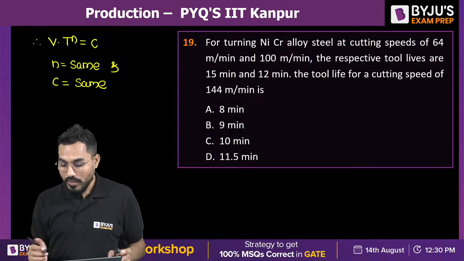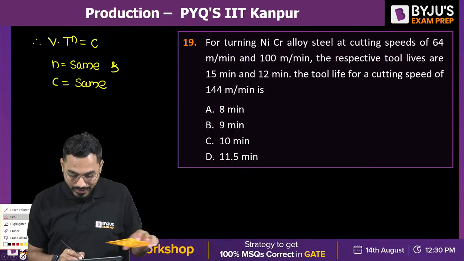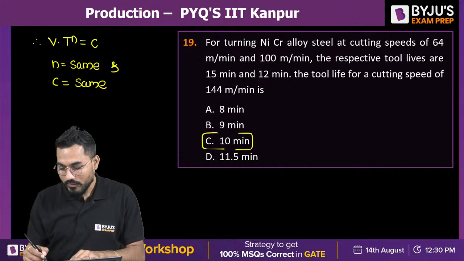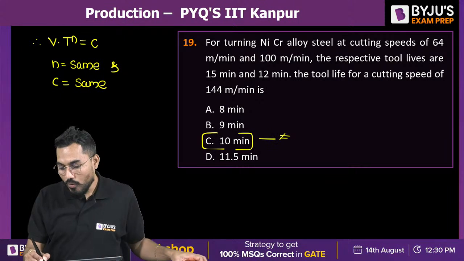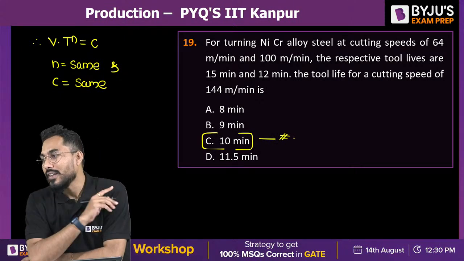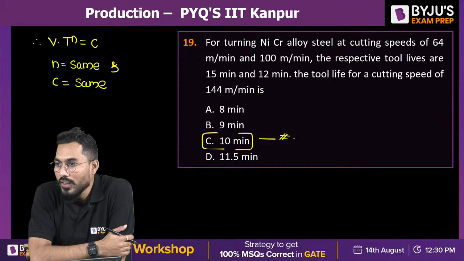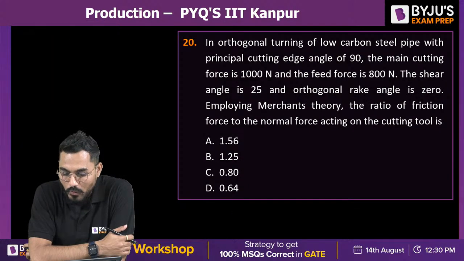So what is the answer for me? A 10 minute. So C is exactly equal to the answer for me. Is it accepted, everybody? Yes. Write down in the comment box so that we understand how exactly things are going. Okay, fine. Next question we are solving now.